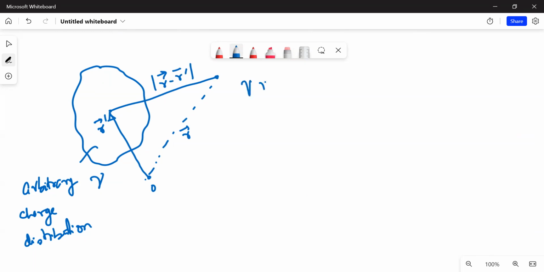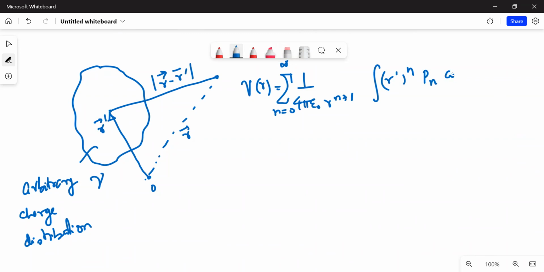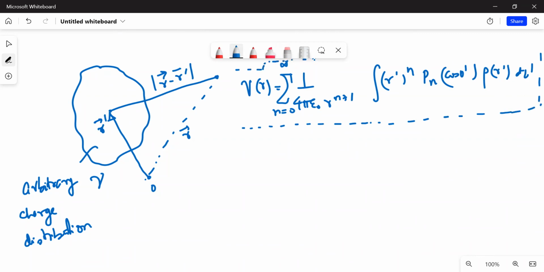And we developed a potential as a function of r, like 1 upon 4 pi epsilon naught, r to the power n plus 1, sum n equal to 0 to infinity, and there was the integral of r prime to the power n, P n of cos theta prime, rho of r prime, d tau prime. Is that clear? So this is how you can express your potential as a function of r. And for different n's, this expression gives a different contribution.